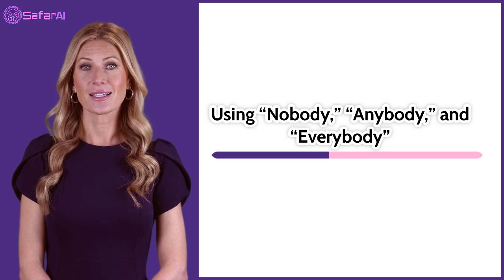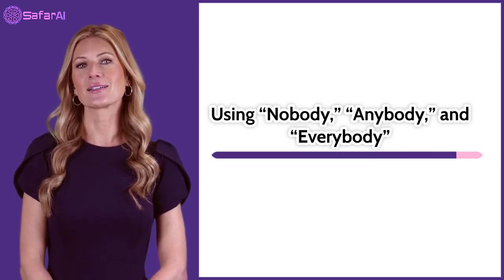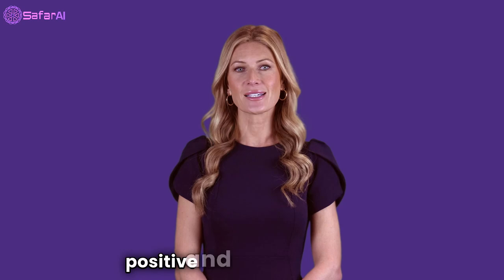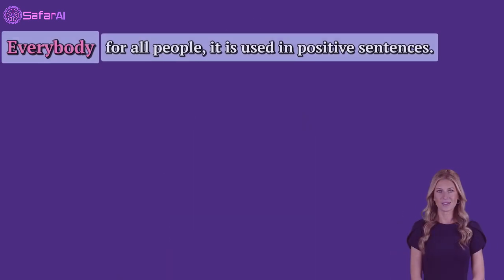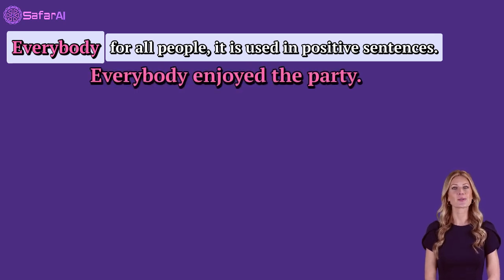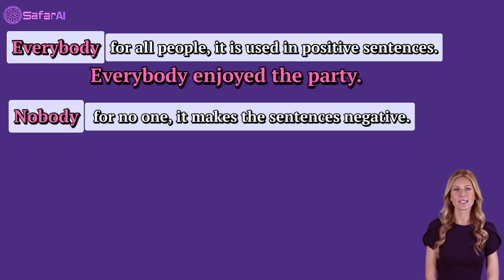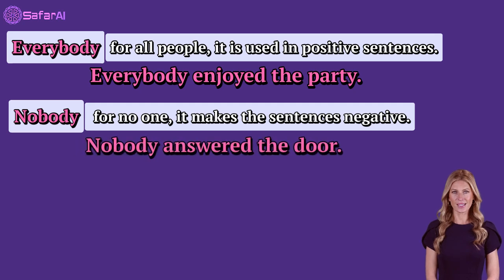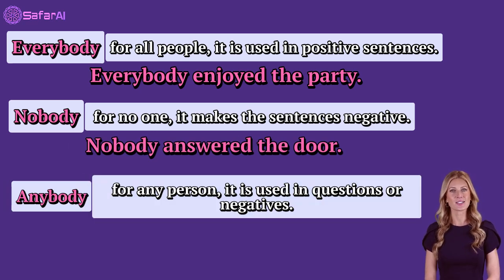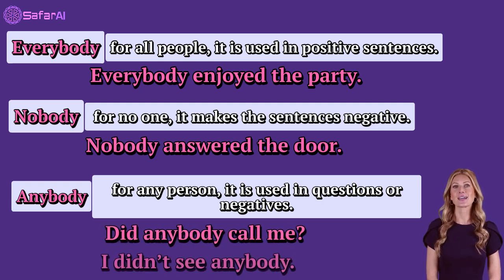Using nobody, anybody, and everybody. Now let's look at how we talk about people in both positive and negative ways. Everybody, for all people, is used in positive sentences. Everybody enjoyed the party. Nobody, for no one, makes the sentence negative. Nobody answered the door. Anybody, for any person, is used in questions or negatives. Did anybody call me? I didn't see anybody.